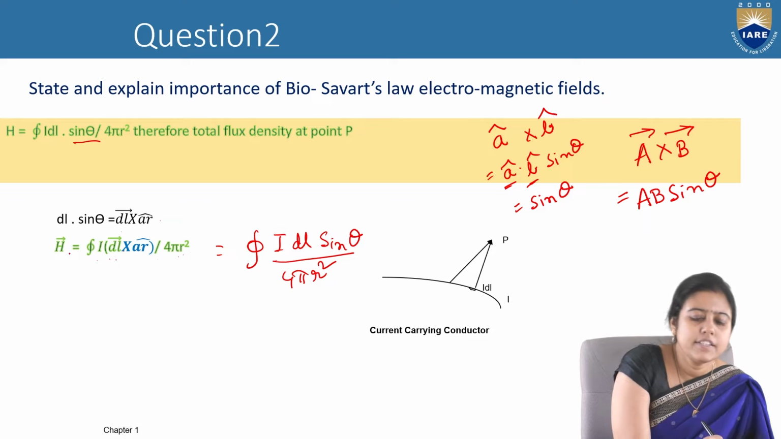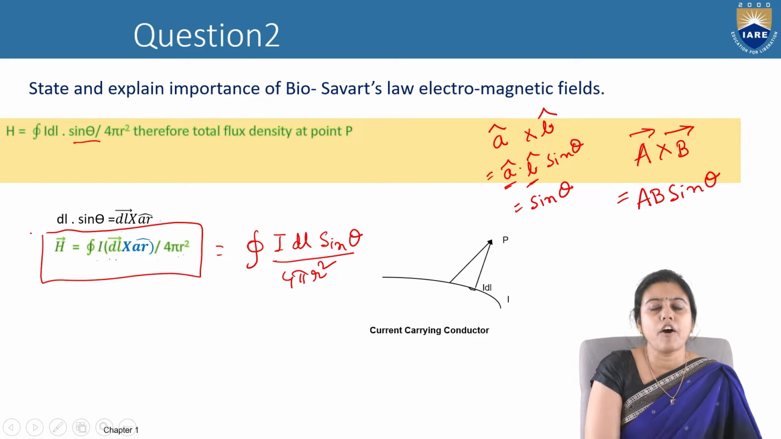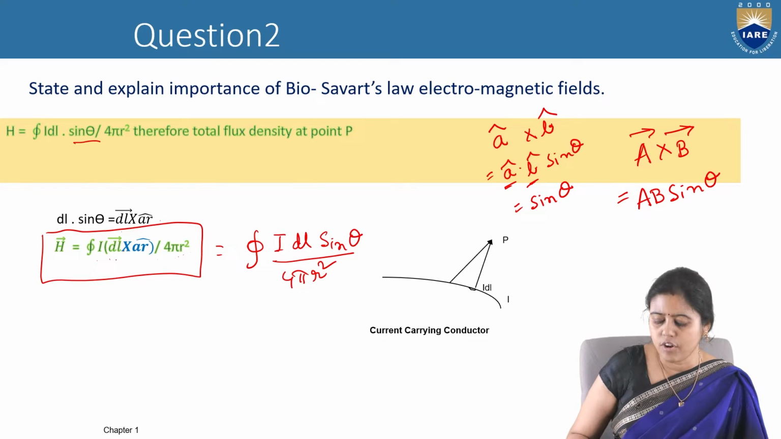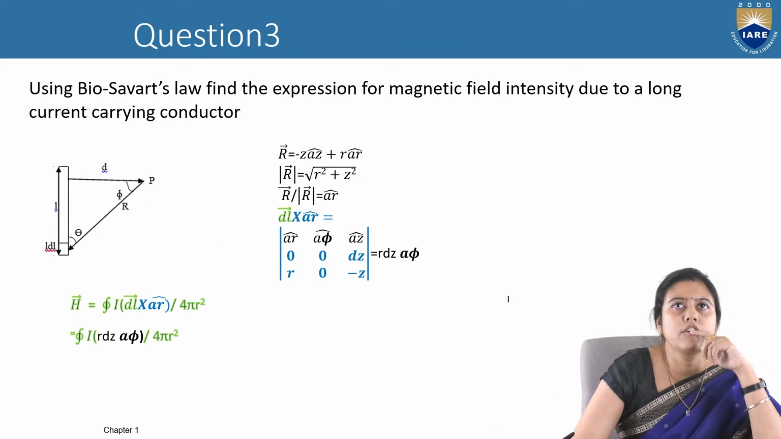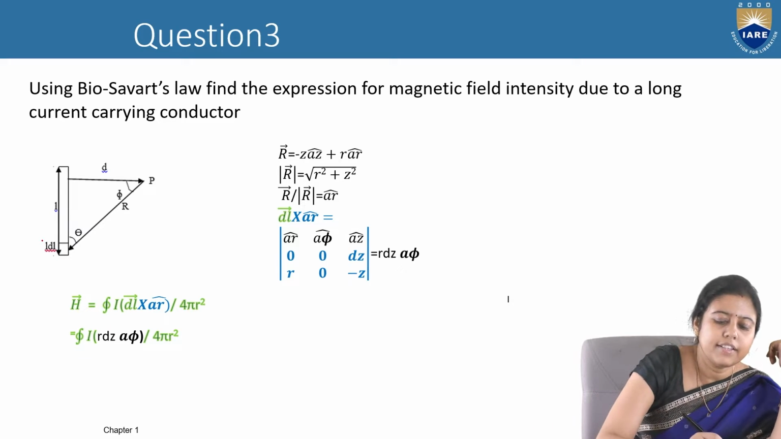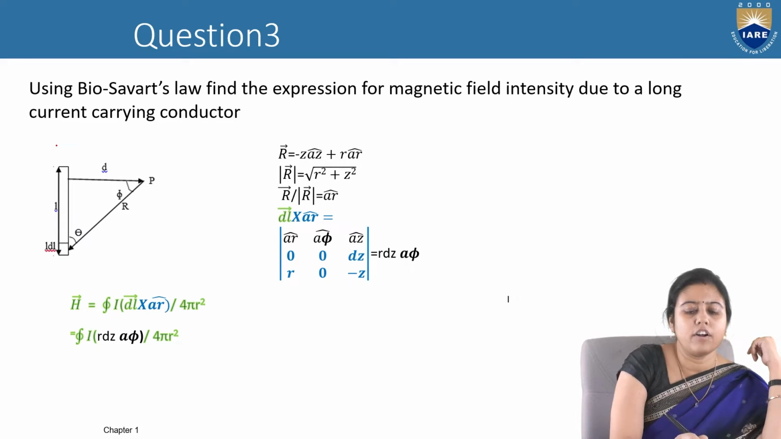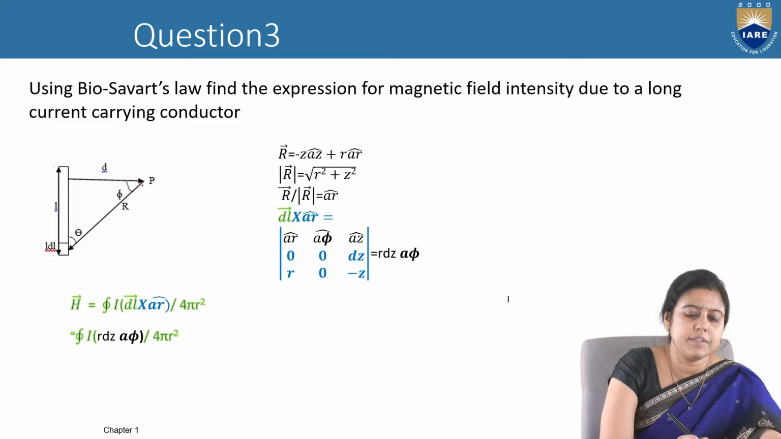So this is the vector form of the Biot-Savart law. Now one important question: using the Biot-Savart law, find the expression for the magnetic field intensity due to a long current carrying conductor. Say this is a very long current carrying conductor. We want to calculate the field intensity at P.